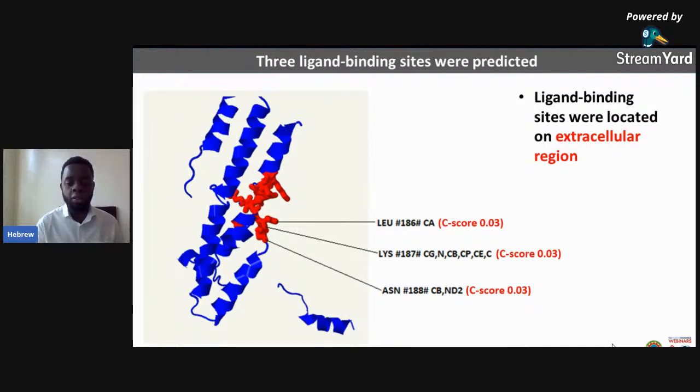So the C-score in this case means confidence score. As I mentioned, we used I-TASSER, and I-TASSER usually has its own set of statistical scores. So in this case, confidence score is a score that is given to show the quality of the predicted model. It just allows one to statistically infer how good the predicted model is. So it ranges from -5 to 2. And as you can see, our C-score was 0.03, which is statistically relevant and not badly off.